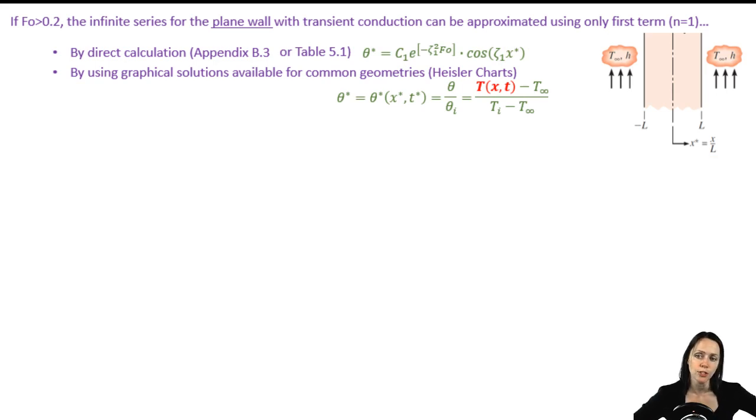So remember how theta star is related to T as a function of x and t. What we're going to do is define theta star in terms of 2 other ratios. You can see I haven't changed anything. The theta naught would just cancel out and give me theta over theta initial. So theta naught is defined as the midline temperature of the plane wall at some given time minus the temperature of the convective fluid. Theta initial is defined as the initial temperature minus the temperature of the convective fluid.